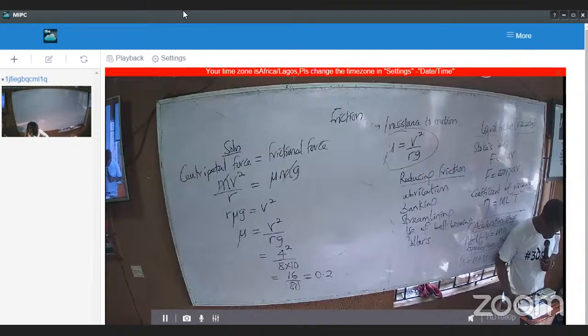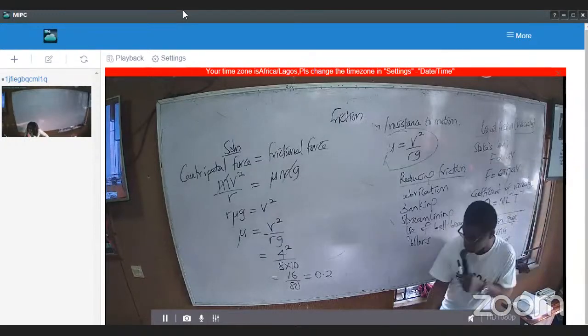If the coefficient of kinetic friction between the floor and the box is 0.22, calculate the work done on the box.